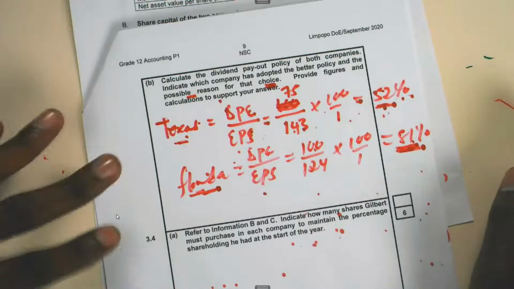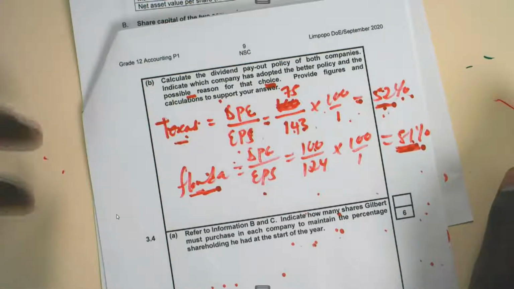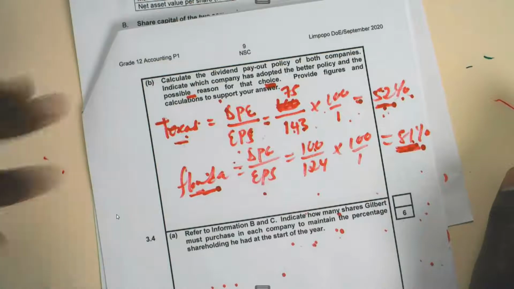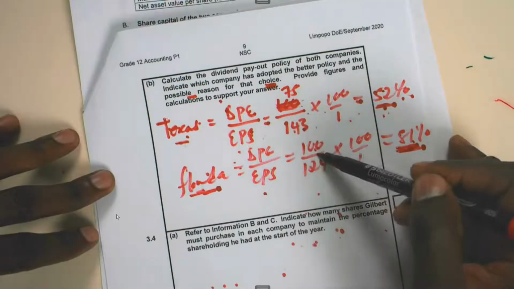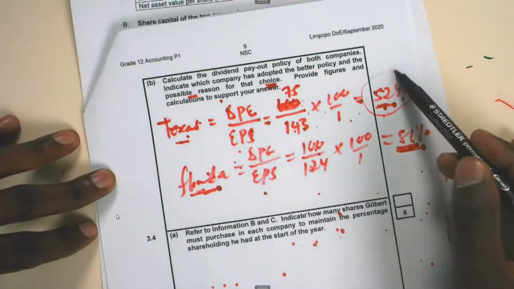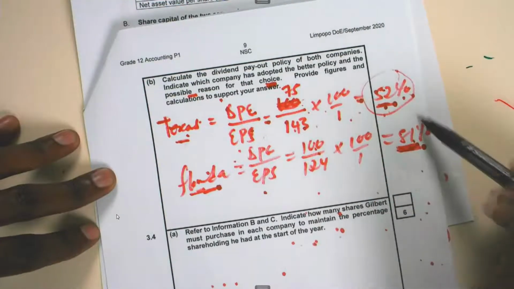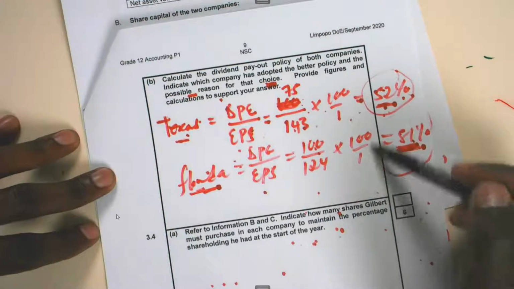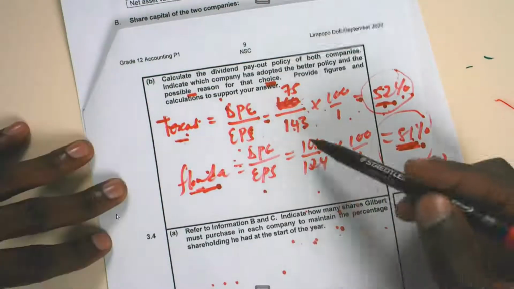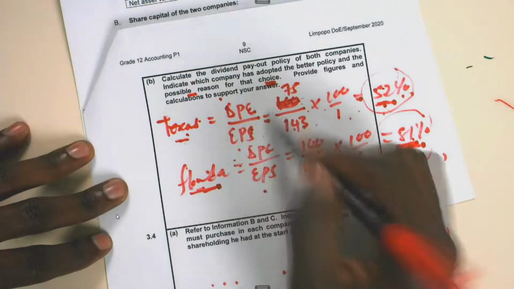So this is how you are able to answer this question of the dividend payout policy. First of all, you must be able to calculate how much is paid to the shareholders in both companies. Then after calculating, you must be able to tell us the choice that was made by each company.